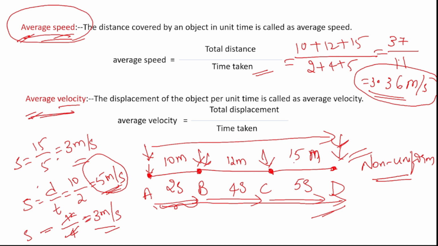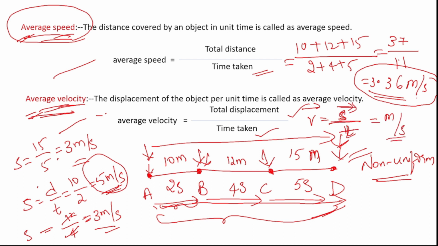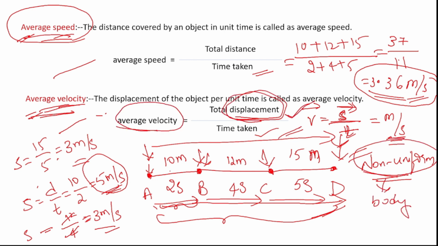So, in case of uniform motion, do we need to calculate average speed? No, right? At every point, the speed of the car will be the same. But in practice, is it possible? No, right? Mostly non-uniform motions only exist. Now, let us study average velocity. Average velocity is nothing but the total displacement by time taken. Average speed units are meters per second and the average velocity units are also meters per second.